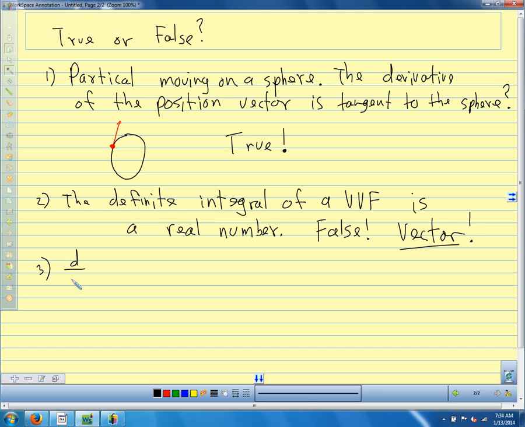This one takes a little more thought. So the derivative of the magnitude of the position is equal to the magnitude of the derivative of the position vector. So the rate of change of the magnitude of the position vector, is that always equal to the magnitude of the rate of change of the position vector? We have some falses.